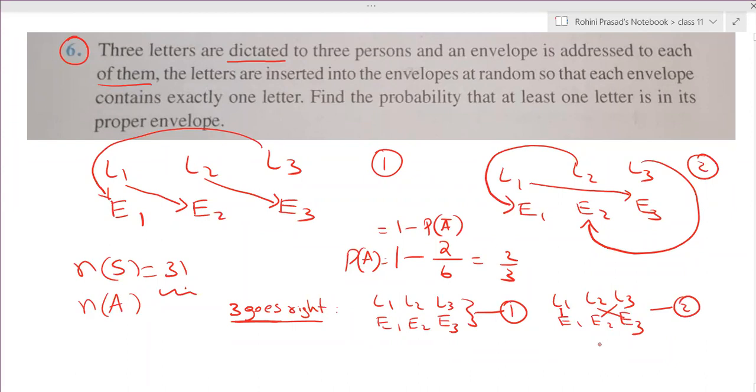Next, L1, L2, L3, E1, E2, E3. This time L2 goes to the correct envelope and the other two are interchanged. So this is one way. Third possibility. L1, L2, L3, E1, E2, E3.